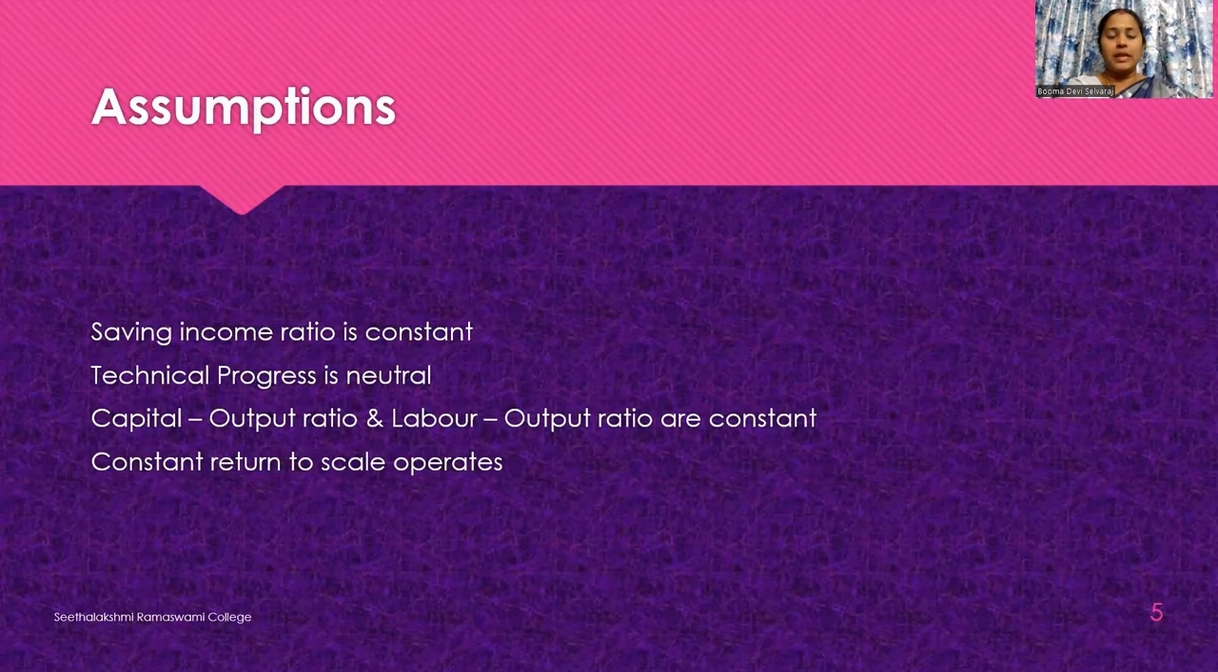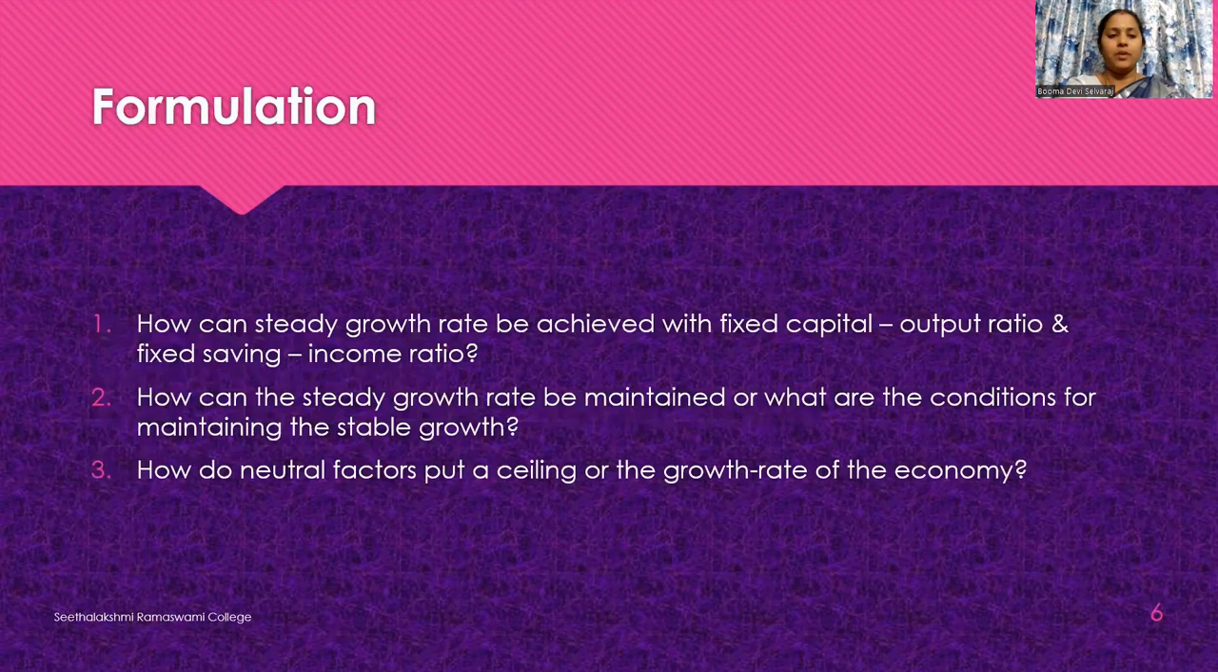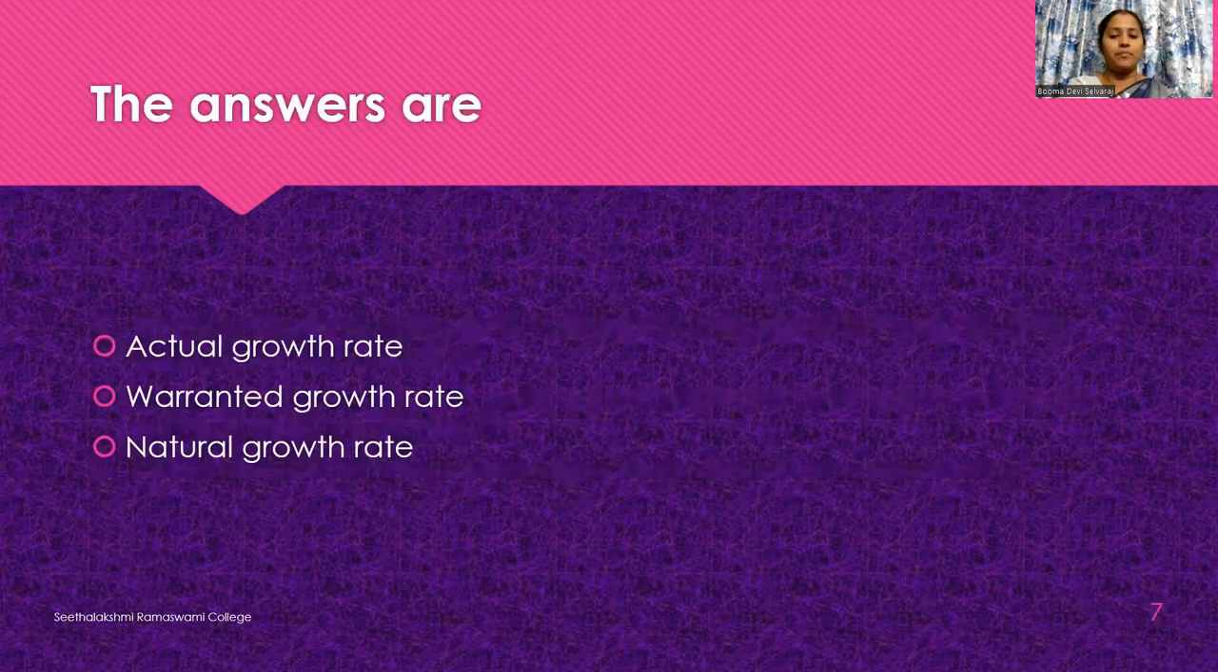Based on these assumptions, he stated three questions. The first question is, how can a steady growth rate be achieved with a fixed capital output ratio and fixed saving income ratio? The second question is, how can the steady growth rate be maintained, or what are the conditions for maintaining it? Third, how do neutral factors put a ceiling on the growth rate of the economy? To answer all these questions, Harrod has explained three growth rates, that is actual growth rate, warranted growth rate, and natural growth rate.